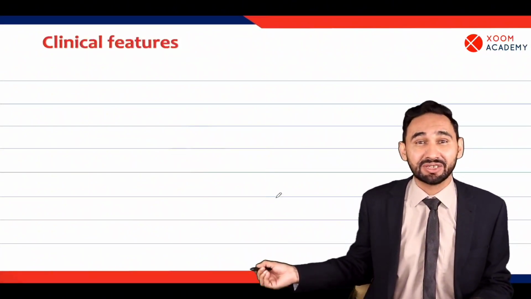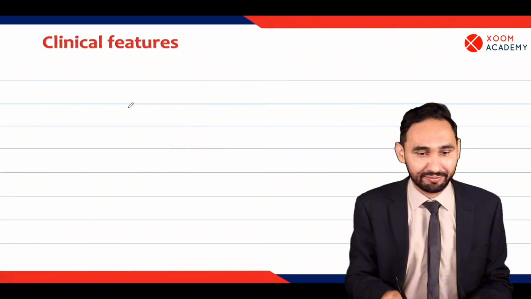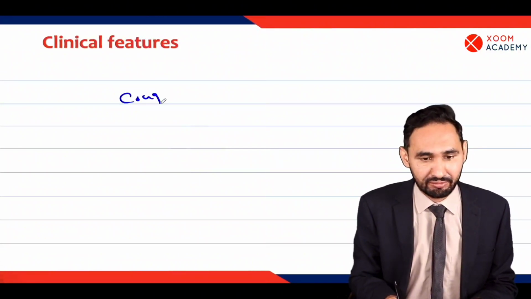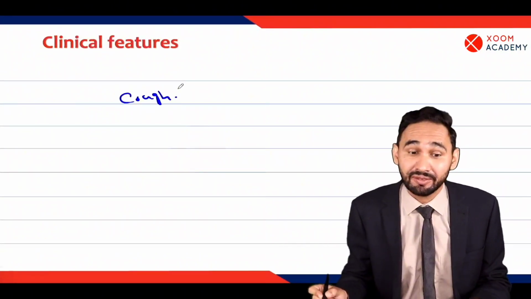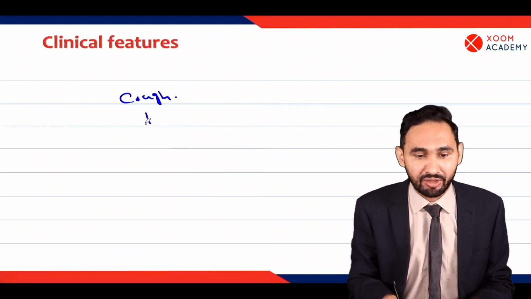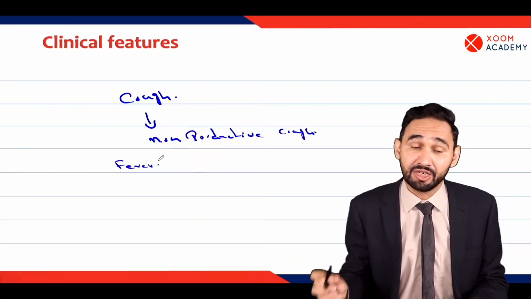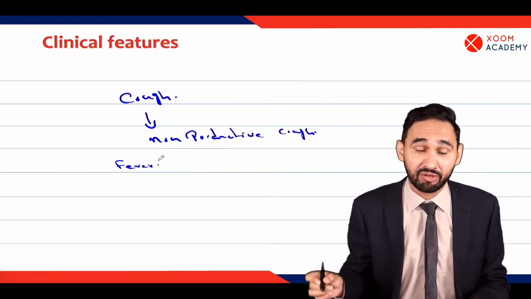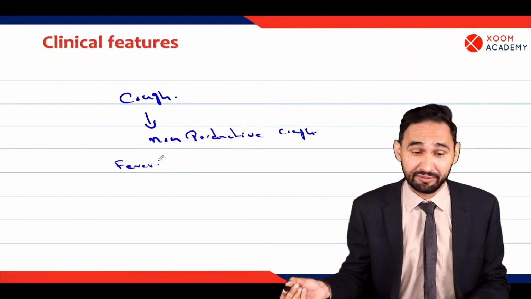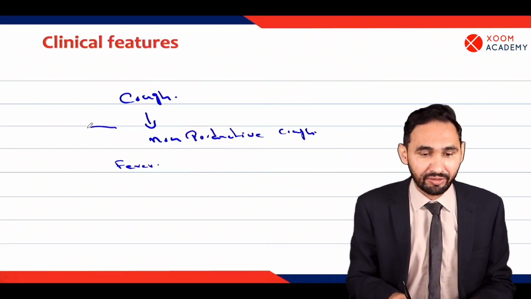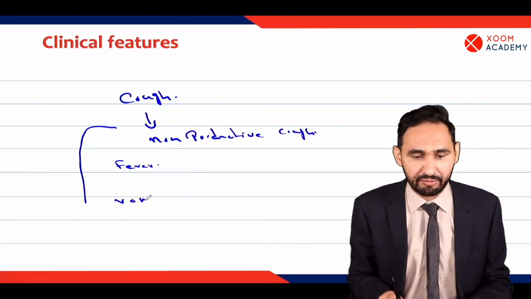What are the major clinical features? As the name indicates, cough. Cough is the main symptom. Which type of cough? Non-productive cough. Then fever. Cough and fever are predominant symptoms. Non-productive cough, mild to moderate fever. Plus, during cough, there may be vomiting and cyanosis.